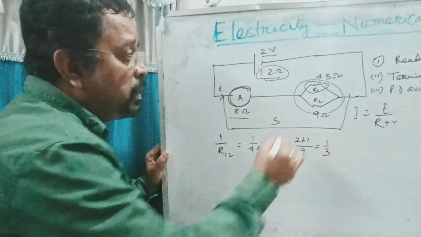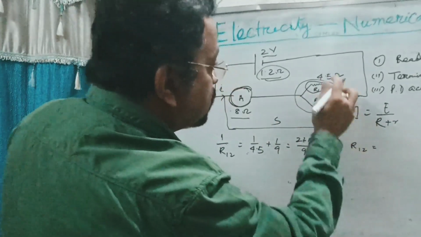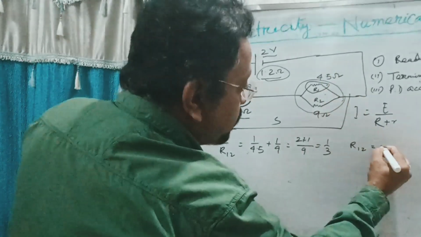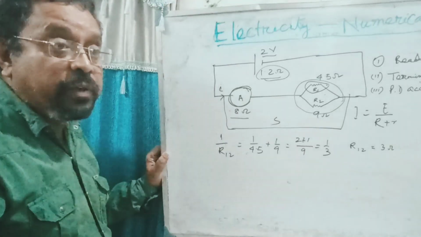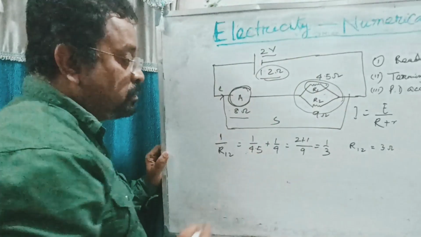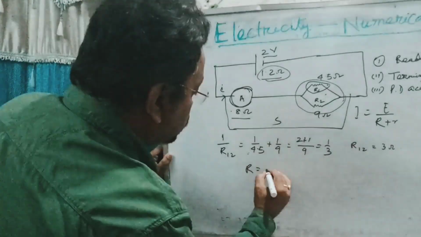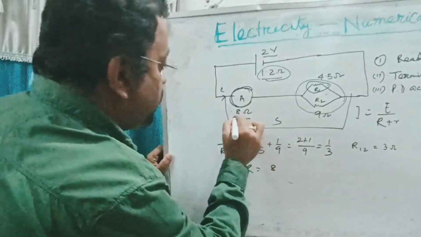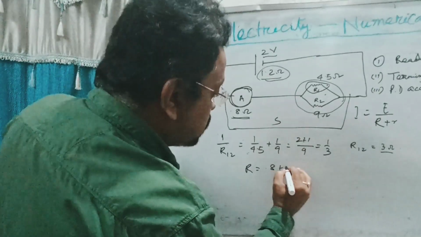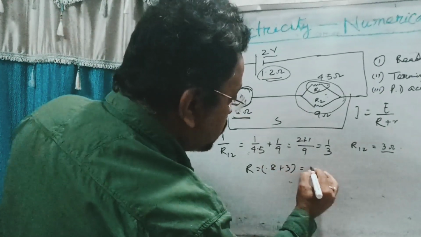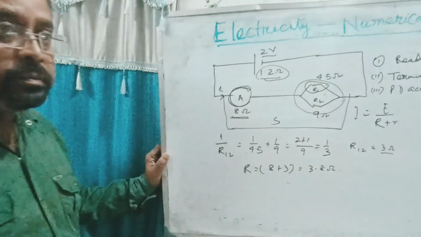That means the equivalent resistance R12 of R1 and R2 is coming around 3 ohm. So what is the value of R? Total external resistance R is equal to 0.8, this is the ammeter reading, plus 3. This is around 3.8 ohm. This is the value of external resistance.